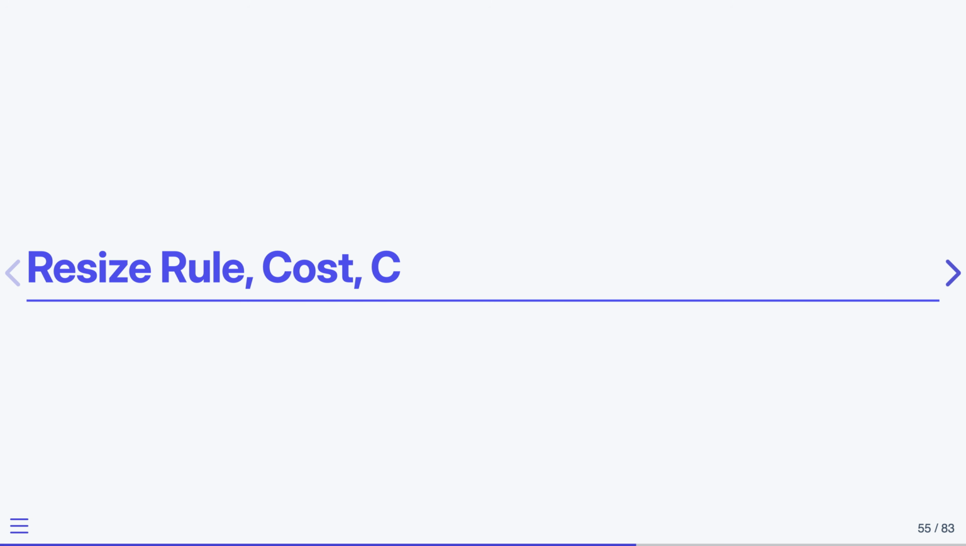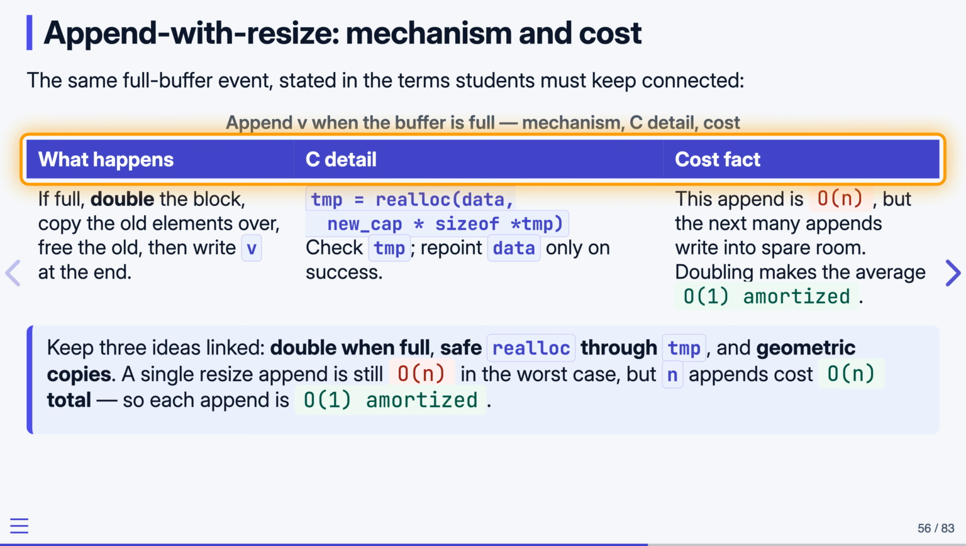Now let's tie together the resize rule, its cost, and the C code that runs it. We will state the full buffer event in the terms you need to keep connected. This table reads across in 3 columns: what happens, the C detail, and the cost fact. Let's take them one at a time.